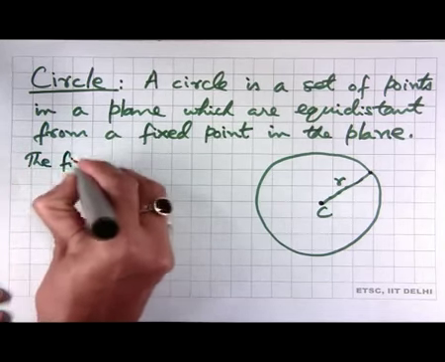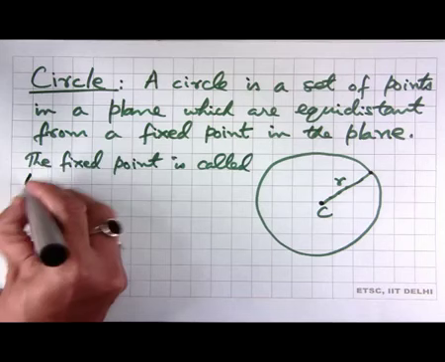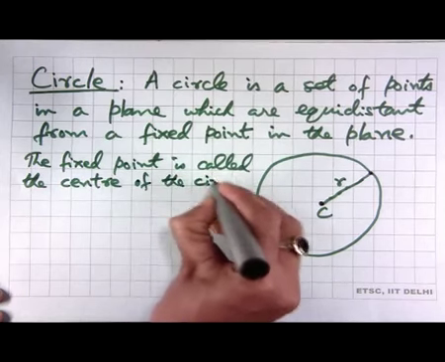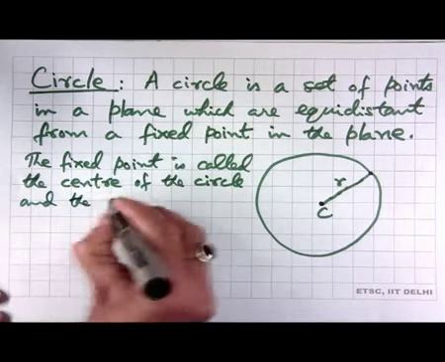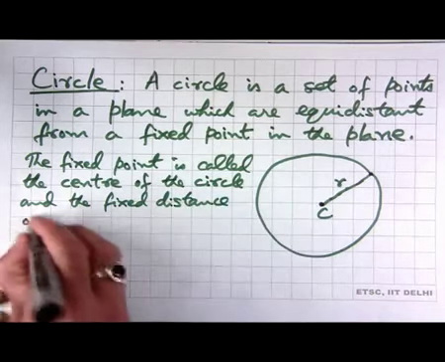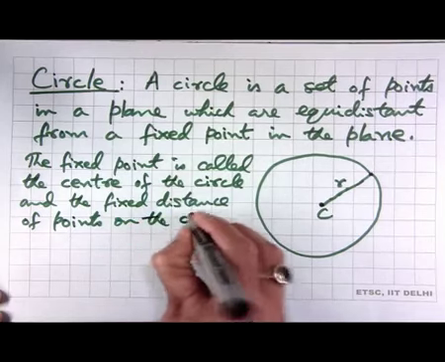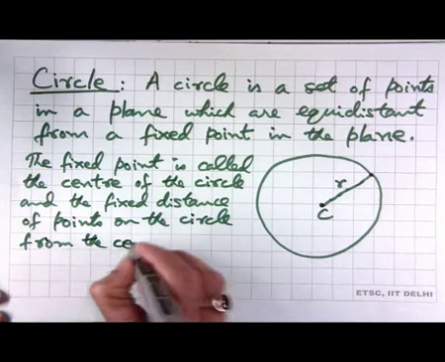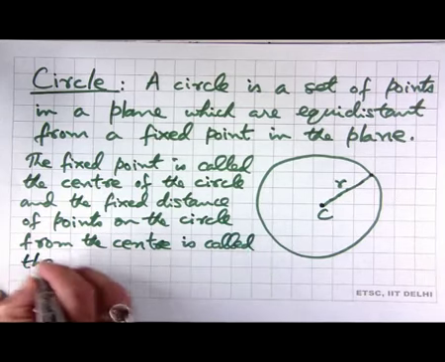and this fixed point is called the center of the circle, and the fixed distance of points on the circle from the center is called the radius of the circle.